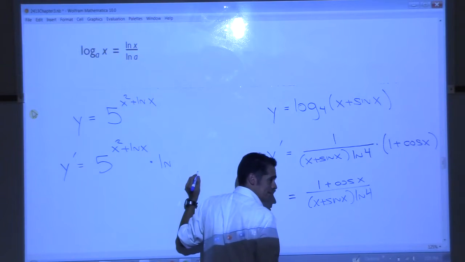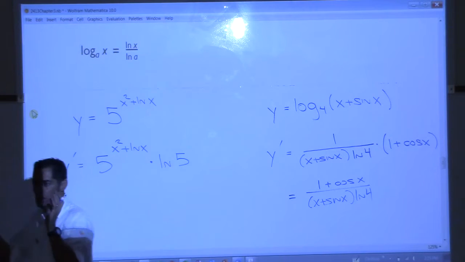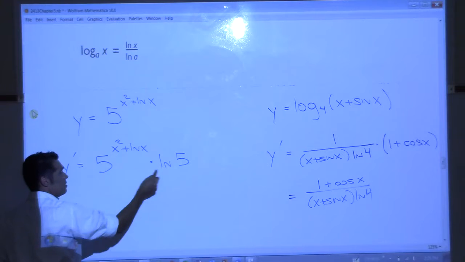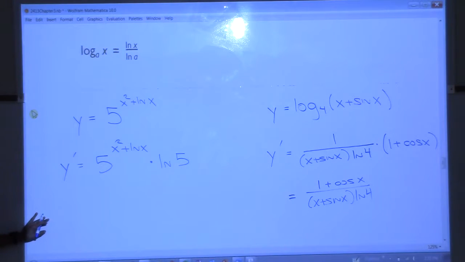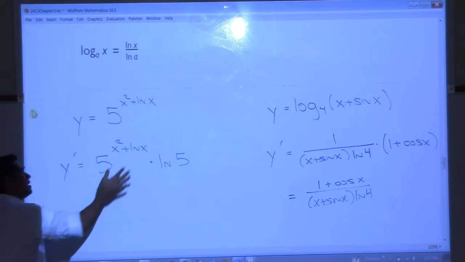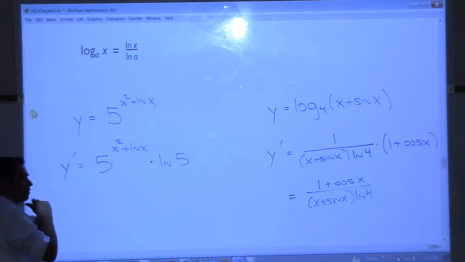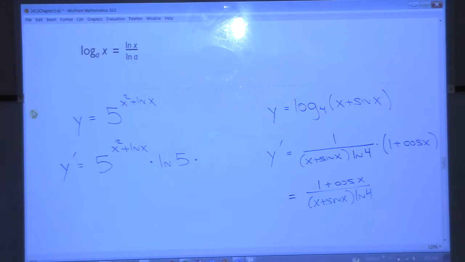Yes? 5. Okay, good. Everyone got that? The derivative of an exponential function is going to be itself, but then you have to multiply by the natural log of whatever the base is. But we're not done, right? Because now that you've taken the derivative of the exponential part, Youssef, you want to keep going? We're going to multiply this by the chain rule, times what?